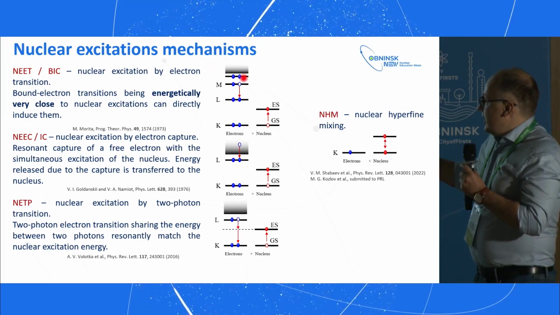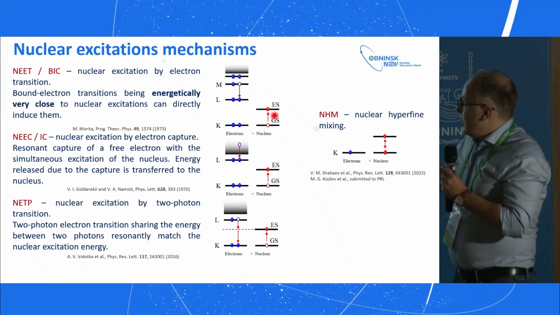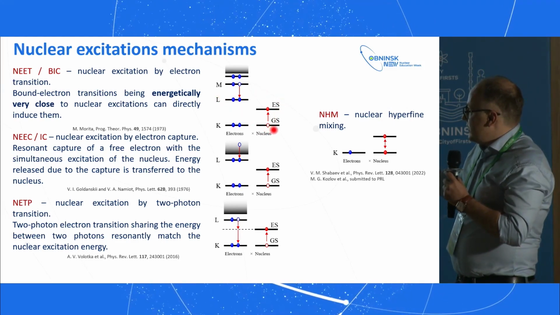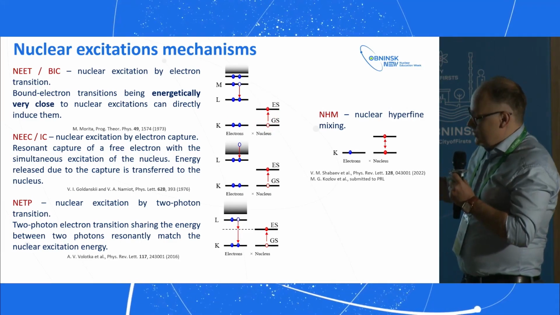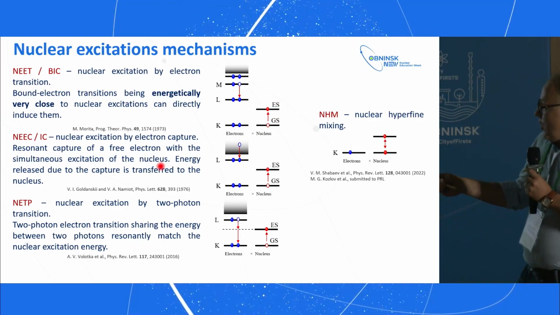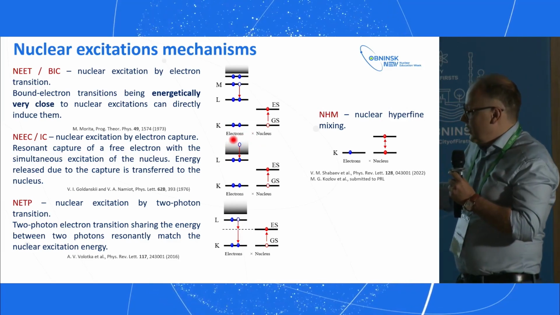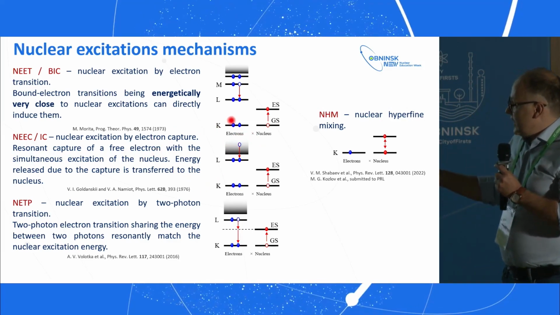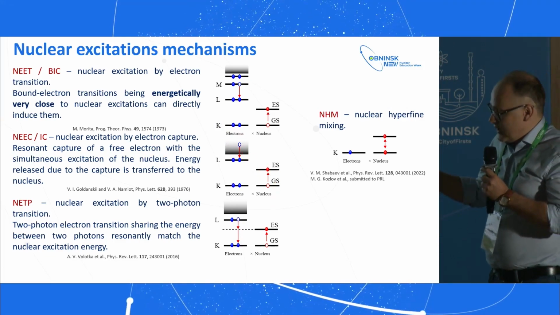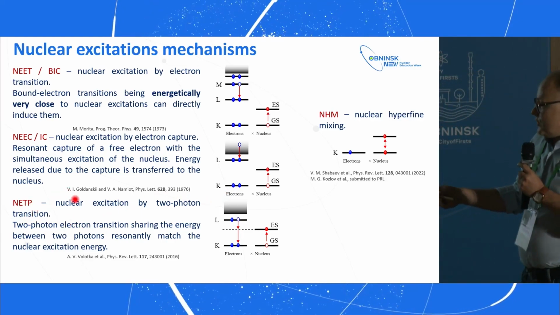And this, if the energy is exactly matching with the nuclear excitation energy, then we can see the transition by the electron with the simultaneous excitation of the nucleus. Another mechanism is the nuclear excitation by electron capture, when the electron gets captured from the continuum, depicted here, to the bound state, and if again the energy is exactly matched to the nuclear excitation energy, then the nucleus gets excited.